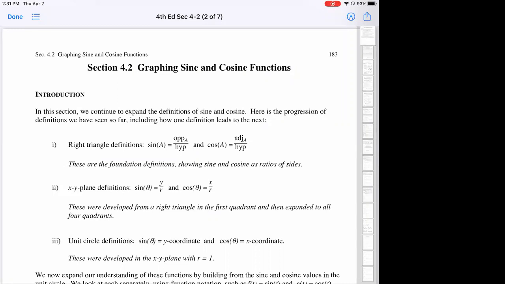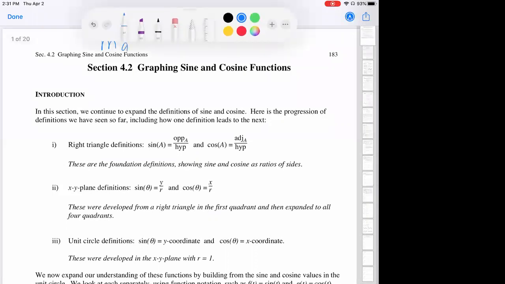All right, 4.2. This is where all the fun happens. So this is for sure part of your Math 36. It's not review, it's not 136 content. Let's start with the introduction. In this section, we continue to expand the definitions of sine and cosine. Here is the progression of definitions we have seen so far, including how one definition leads to the next.